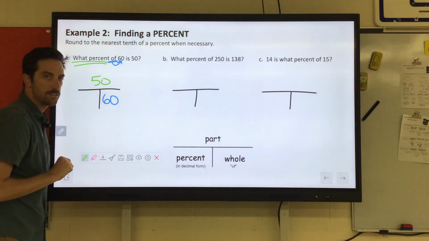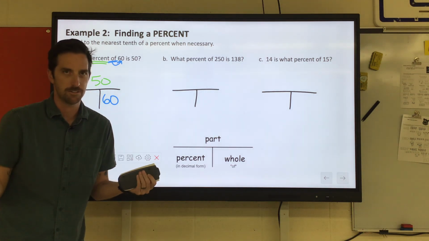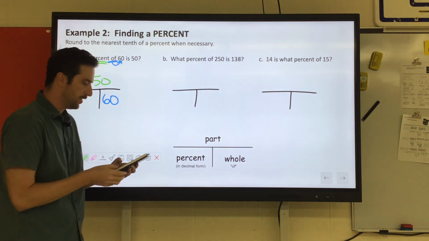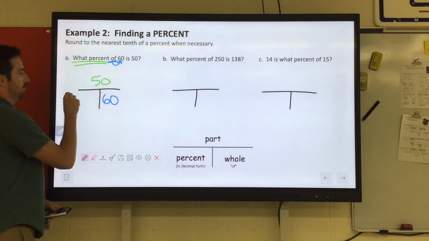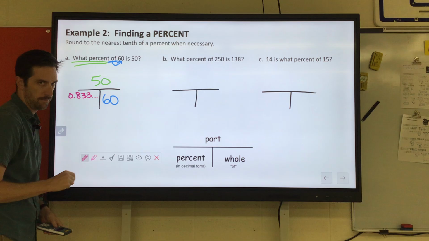Now these two things are on top of each other. What do you always do when things are stacked on top of each other? What operation? You do division. So if I do 50 divided by 60, I get this decimal, 0.833333333. It repeats like that.